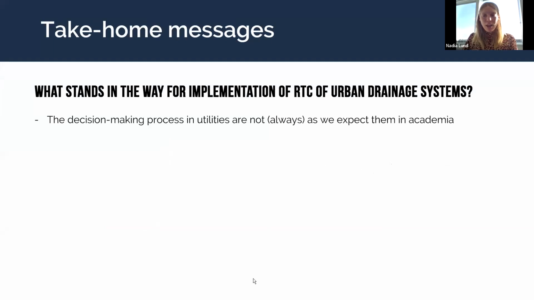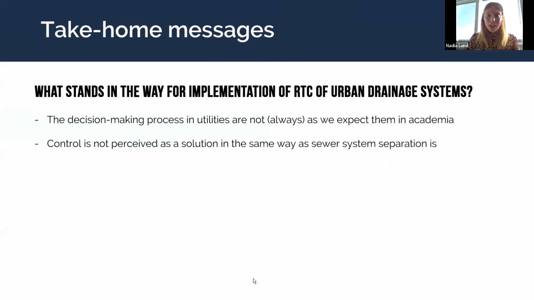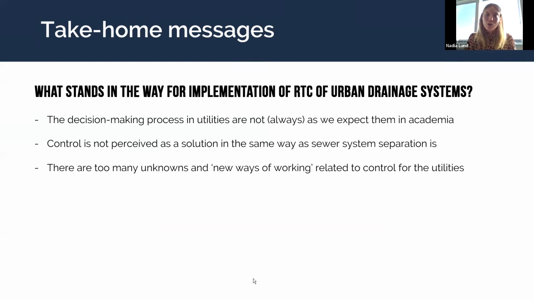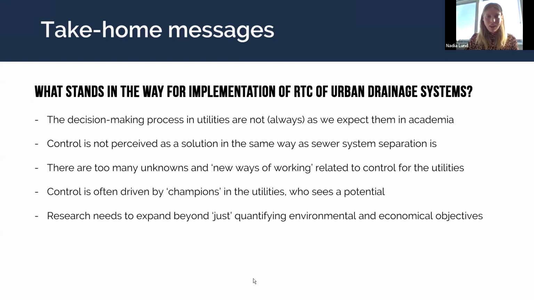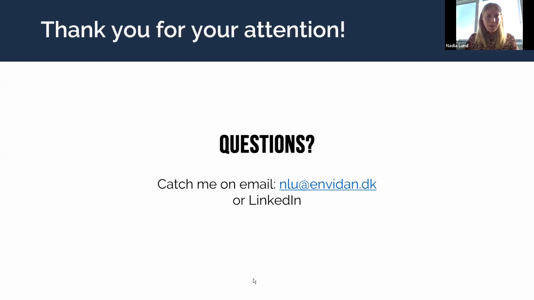So just in the end, a few take-home messages: the decision-making process in utilities is not always as we expect it to be in academia, and they don't necessarily see control as a solution in the same way as other types of solutions. There are a lot of unknowns and new ways of working related to control, which hinders the uptake, and it's often driven by champions within the utilities who see a potential. And I think most importantly, we need to expand our research beyond just quantifying environmental and economical objectives if we really want our research to have an impact. Yes, thank you very much.